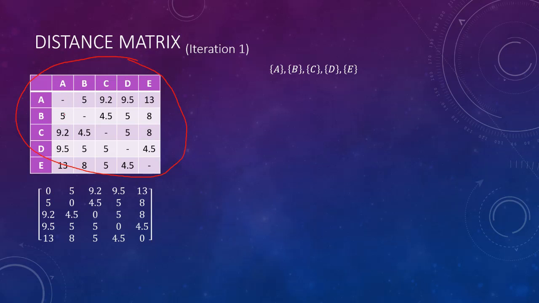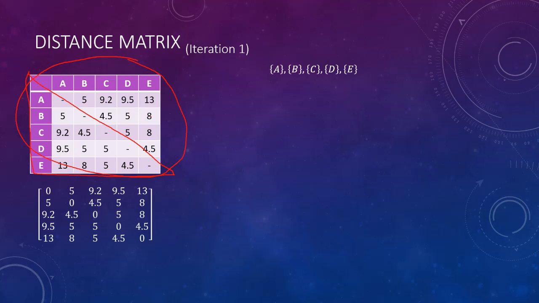The distance from A to B is 5. Distance from A to C is 9.2. Distance from A to D is 9.5, and A to E is 13. Now, B to A and A to B are the same distance, right? It doesn't change which direction you go when calculating distances. So this matrix is guaranteed to be symmetric, which basically means we really only need to calculate these values here, but we put the rest in just to make it look all pretty and things like that.